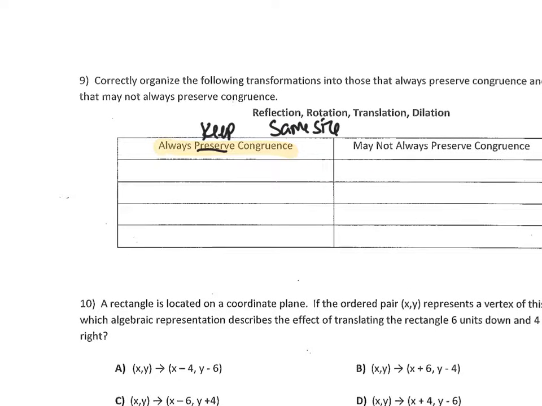So think about those 4 transformations. We've got rotation, reflection, translation, and dilation. So which of those always keep the same size and shape after they're transformed?